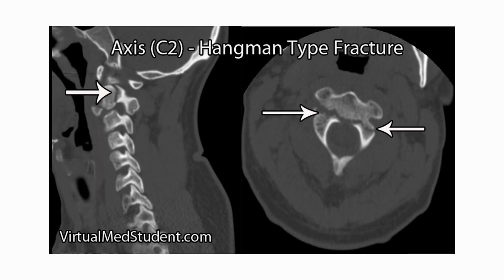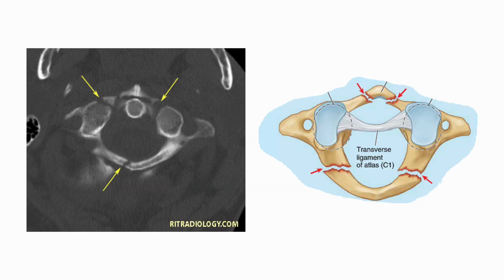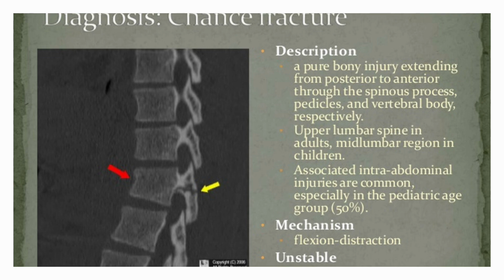Now this is a C2 fracture, also known as Hangman's fracture. Eponyms, I don't like them, but examiners somehow love to ask these eponyms. C2 is Hangman's fracture. C1 is the Atlas fracture.